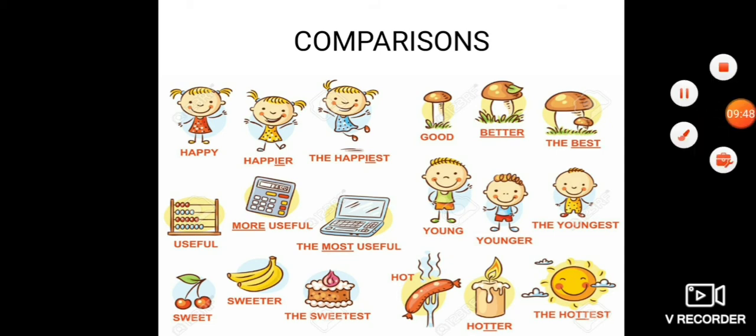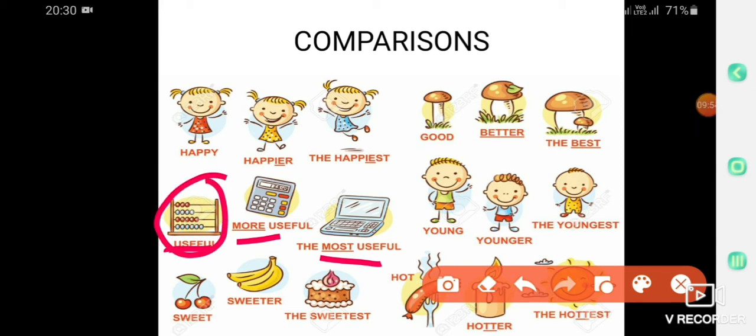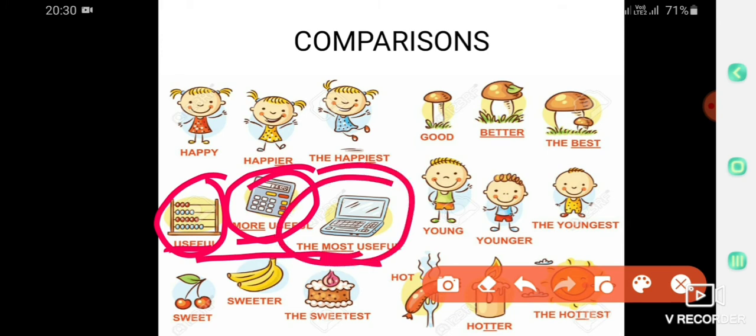Here again we are comparing abacus, calculator and laptop. Abacus is useful if you are only talking about the abacus. If you are talking about abacus and calculator, which one is more useful? This one, calculator, is more useful, so we have added more to it. Then if you have a laptop, which one is the most useful thing over here? Again you are comparing three things and you are saying that the laptop is the most useful thing. So here I have added most before this adjective useful.